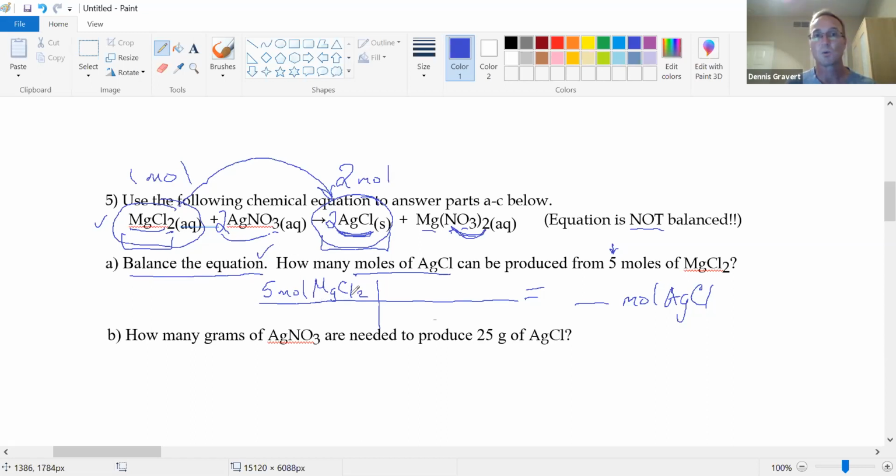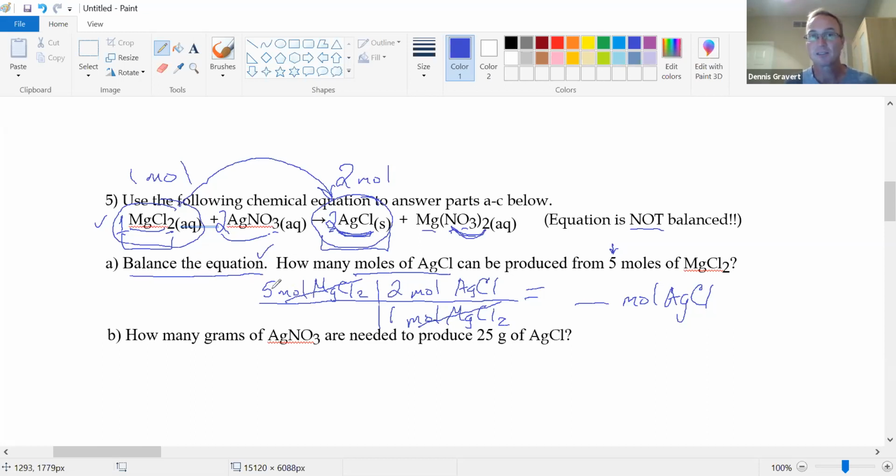And so what do we put down the bottom? We want to cancel out the moles of MgCl2, right? So 5 moles of MgCl2 is what we start with. And the balanced equation says for every 1 mole of MgCl2, you can produce 2 moles of AgCl. So just use the numbers in front of the balanced equation, the ones we found by balancing it. There's an invisible 1 over here. And now we have our conversion factors. The moles of MgCl2 cancel out, and we're left with the units that we want, moles of AgCl.